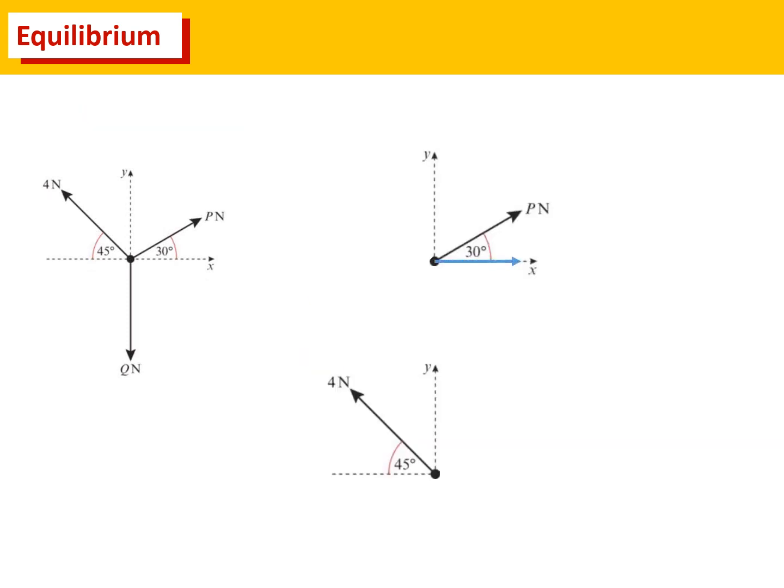And to do that, for the P Newton force, its horizontal component and its vertical component will be, well, the horizontal component is the adjacent side to the triangle, so that's P cos 30, and the vertical component is the opposite side of the triangle, so that will be P sin 30. Similarly for the 4 Newton force, the adjacent side of the triangle will be cosine, so it's 4 cos 45, and the opposite side will be 4 sin 45. So now we've resolved each of the two forces into their horizontal and vertical equivalent components.